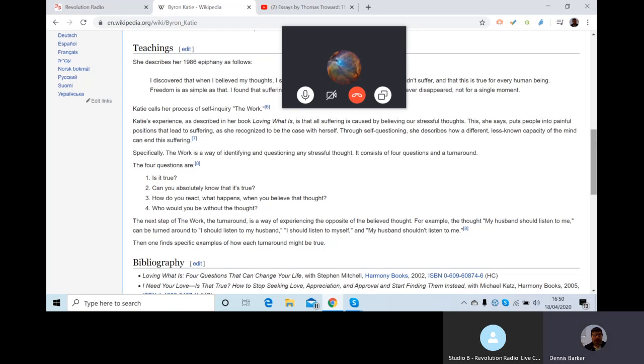And then you look for an example of the turnaround. So look for an example of when I should listen to my husband, or I should listen to myself, or my husband shouldn't listen to me. One example of each, or more, if you can find them. They have to be genuine examples, but this is all breaking down the assumption. It's a process of breaking down sometimes hidden assumptions that people make that produce negative emotions or anger or distress.